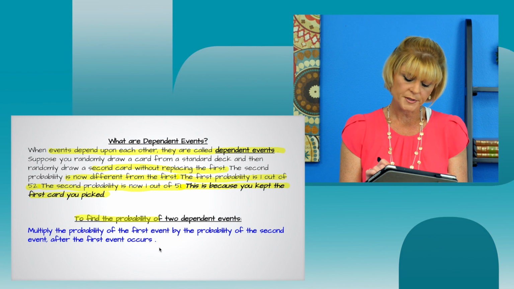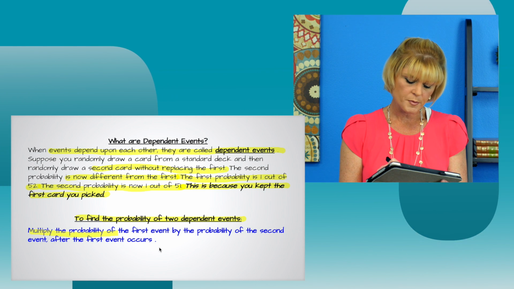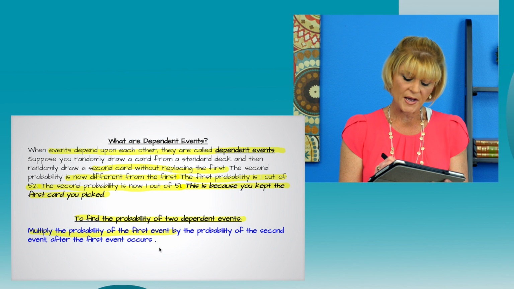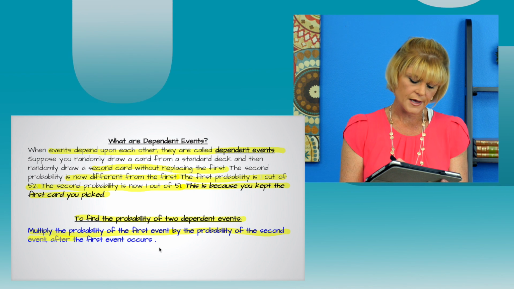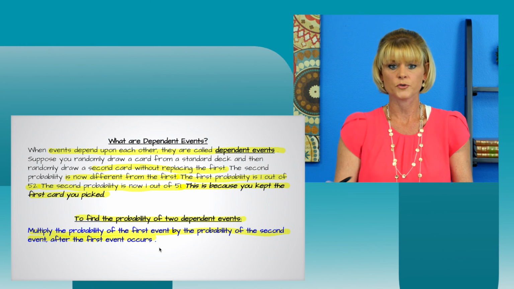So to find the probability of two dependent events, we multiply the probability of the first event by the probability of the second event after the first event occurs. It's pretty simple actually, it's just multiplication.